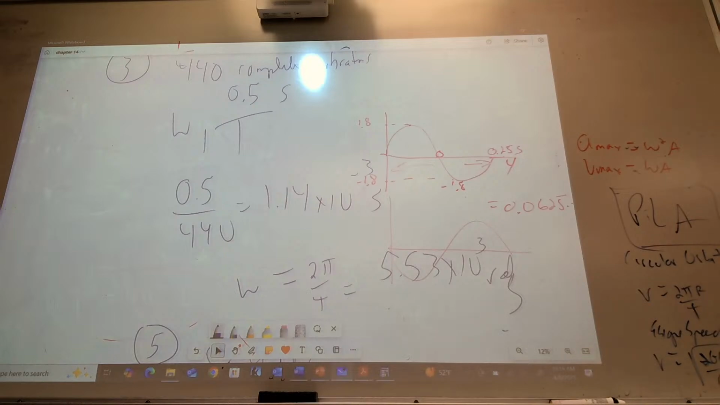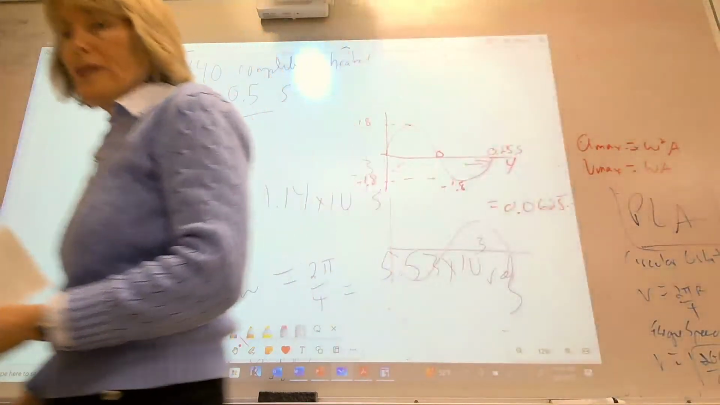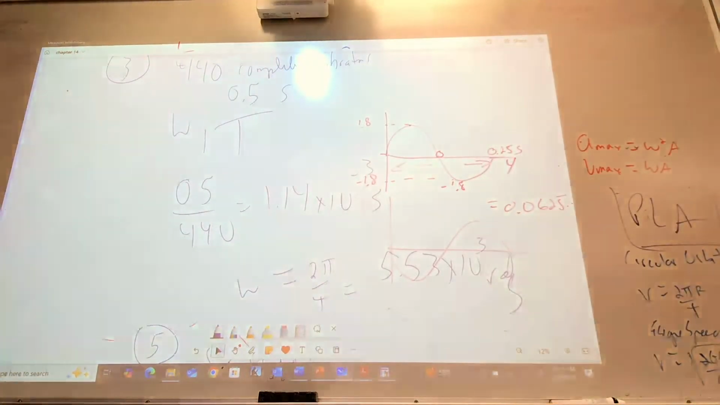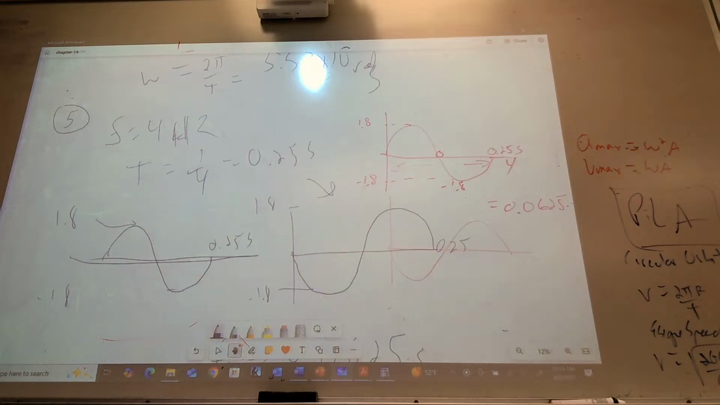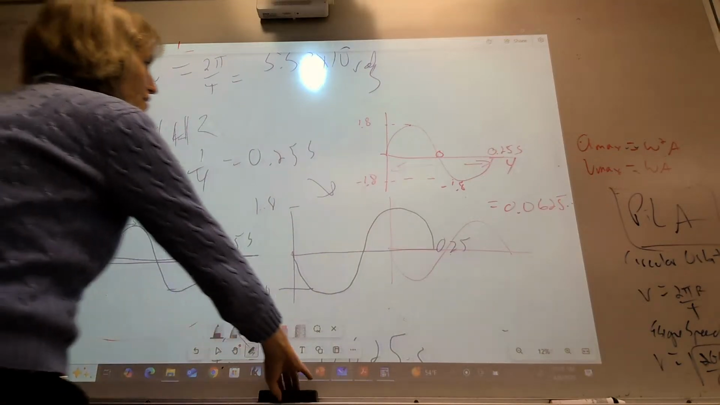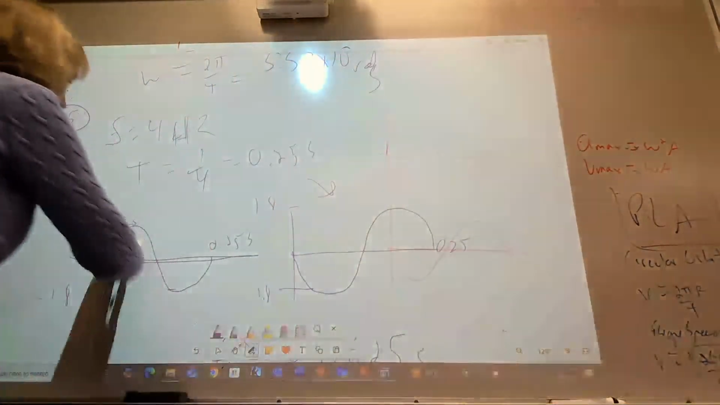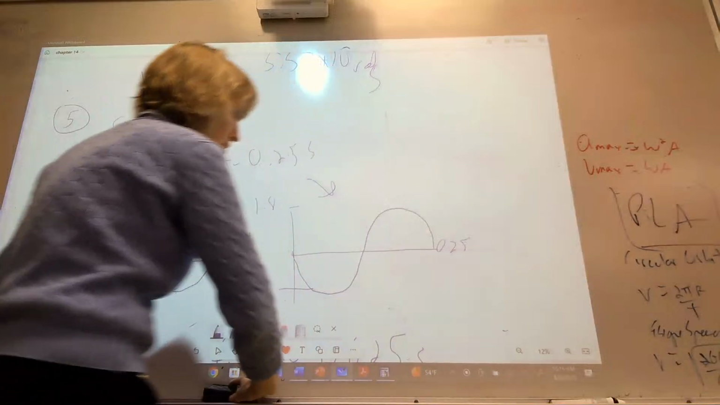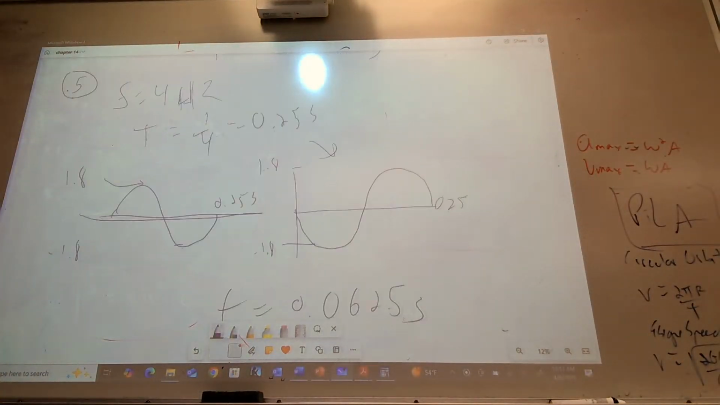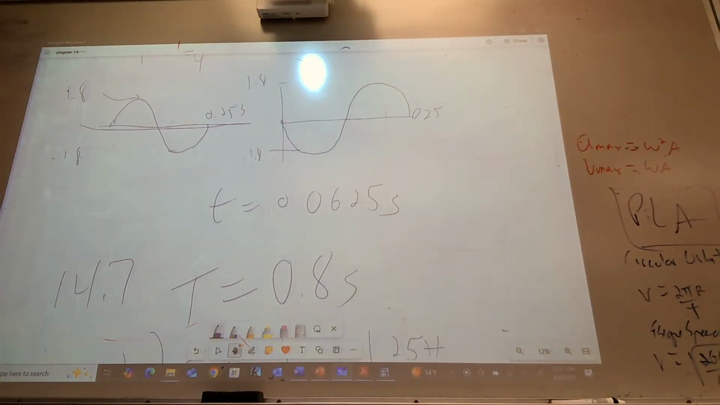You can read from that graph the time for one complete cycle is 0.8 seconds. So we just went through everything in 5, doing 1/4 the cycle. If you just read on that graph the time for one complete cycle, you should see that it's 0.8 seconds. Once you get that, you can get all the others. Just using your equations, it's not that hard.